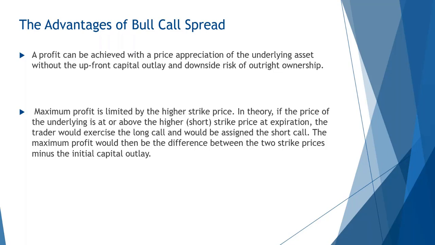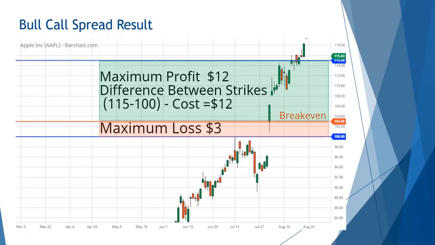Our maximum profit is, again, limited by that higher strike price. So in theory, what would happen is if, let's say, price rallied to the higher strike at or above it at time of expiration, what we would do as a trader is exercise our $100 call, and we could be assigned, or the person that bought the 115 call would exercise their right, and then we would collect the difference between the 100 and the 115 strikes. That would be our profit, but that's not our net profit. We still have to take in consideration the $3 that we outlaid.